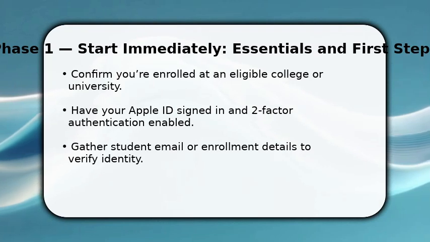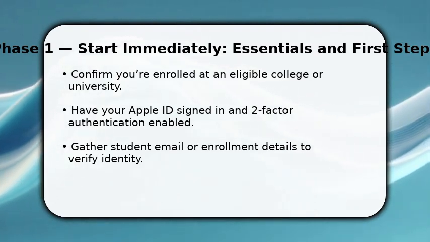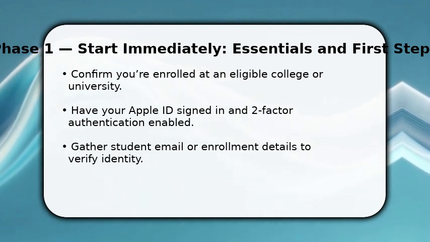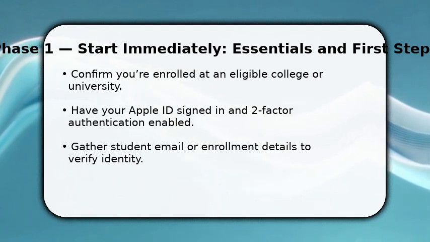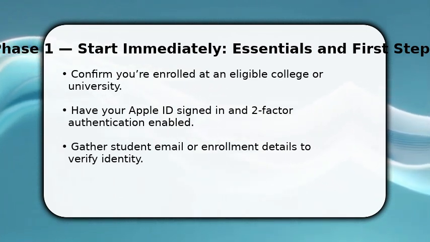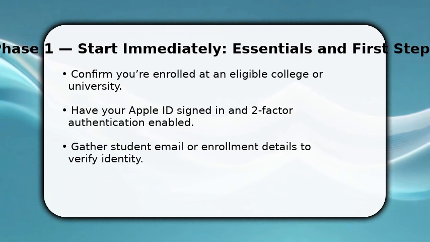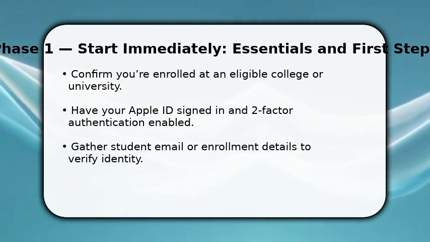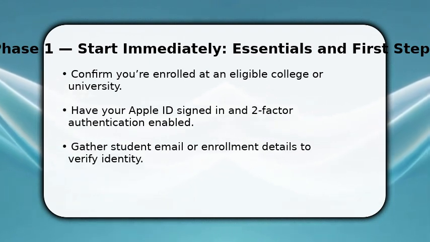You start by confirming eligibility. Make sure you're currently enrolled at an eligible college or university and that your institution issues a student email or enrollment record. Once done, sign into your Apple ID on the device you'll use. Enable two-factor authentication so Apple can secure the verification flow. Keep your student email and any school ID handy because you'll need to prove affiliation. This step avoids delays if Apple needs more proof. You can supply it quickly and finish verification without delay.